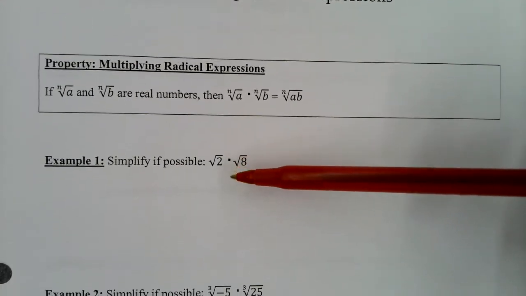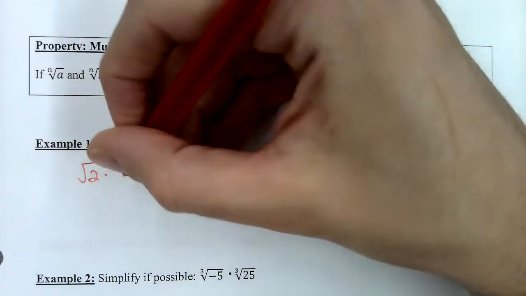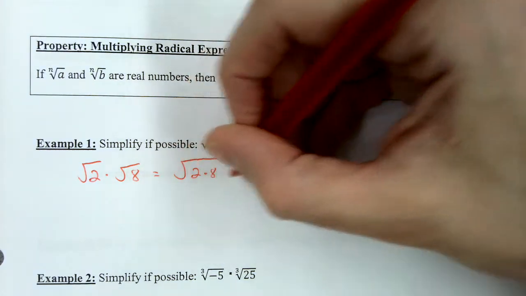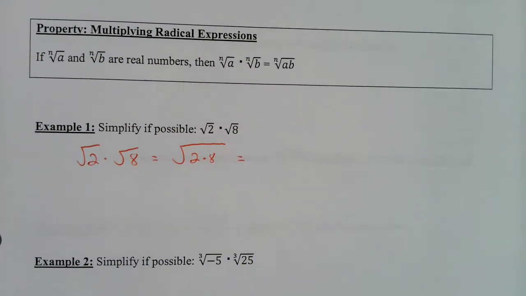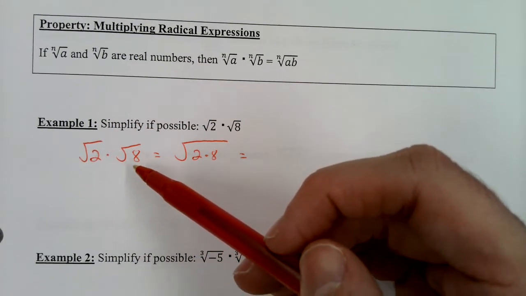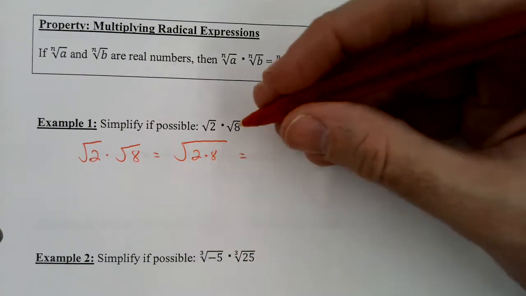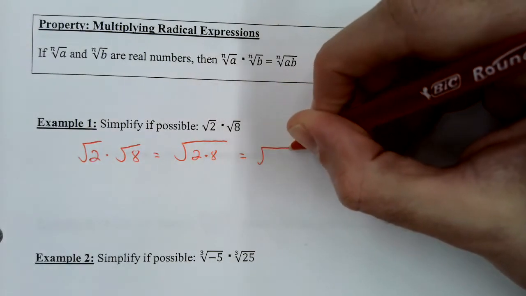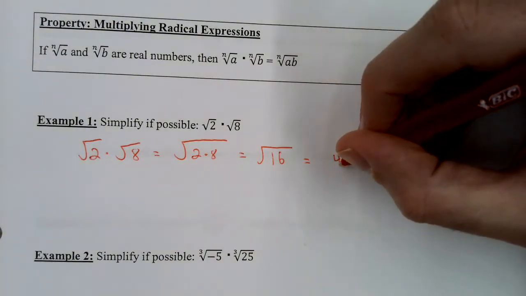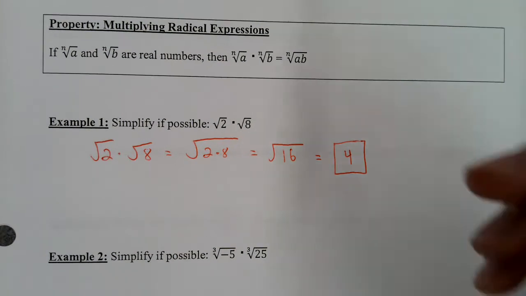We have the square root of 2 times the square root of 8. The square root of 2 times the square root of 8 can be thought of as the square root of 2 times 8. Now the reason why this comes in handy is because the square root of 2 is not a nice number, and the square root of 8 is not a nice number. But when you combine them, you get the square root of 2 times 8. In other words, the square root of 16, which is nice because it's just 4. So that's the answer. So this property does come in handy, as you just saw.